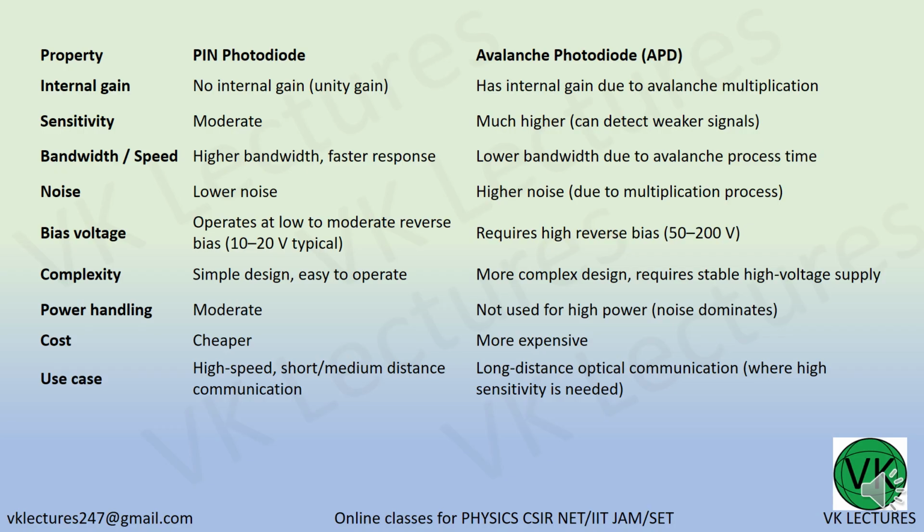PIN photodiode: P stands for P-doped material, I for intrinsic, and N for N type. That means it's a type of semiconductor where you have P type, N type, and in between there is no doping. This is called a PIN type photodiode.